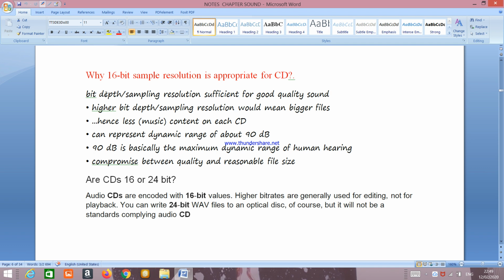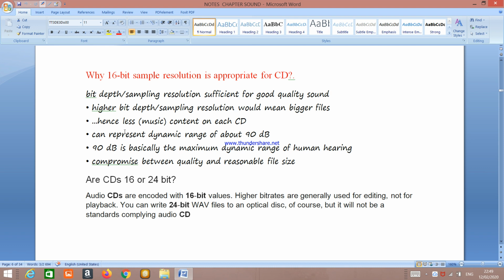So the sample resolution means bit depth. Okay, so 16-bit gives you a resolution sufficient for a good quality of sound. Increasing the sample resolution will mean increasing the file size. Hence, fewer music files can be stored in each CD.